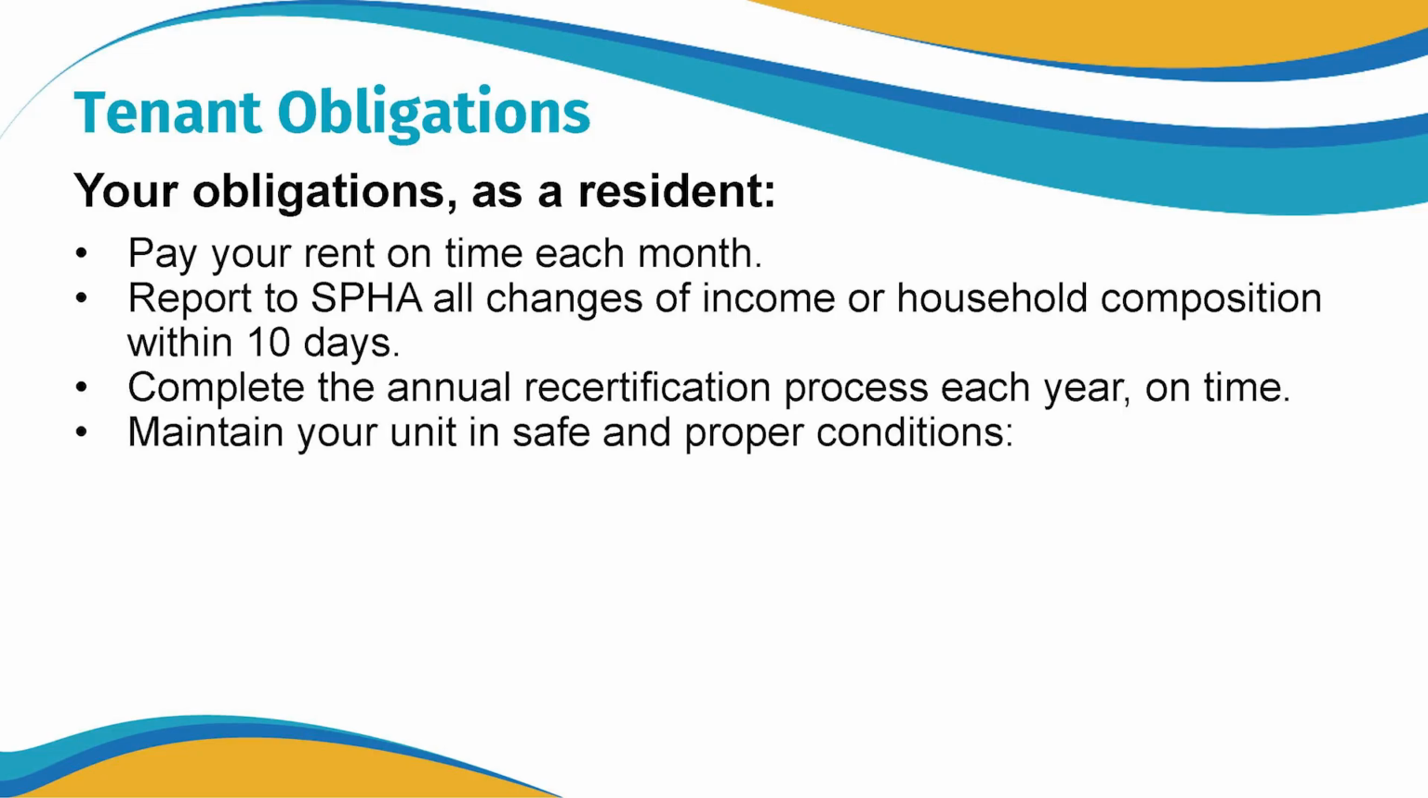Maintain your unit in safe and proper conditions, which means, first, maintain housekeeping in your unit. For the health and safety of your family and your neighbors, your apartment must be kept clean at all times. Any outdoor areas assigned to your exclusive use must also be kept clean and in safe conditions. This includes cleaning all equipment like the stove, refrigerator, and your bathrooms. Regularly cleaning your apartment, especially the kitchen and bathrooms, should help prevent the invasion of rodents or insects.